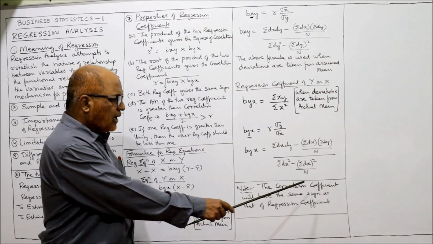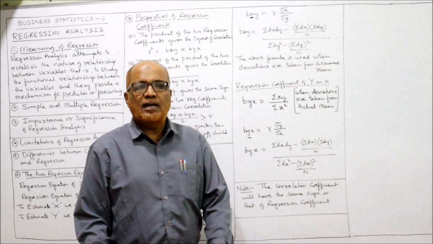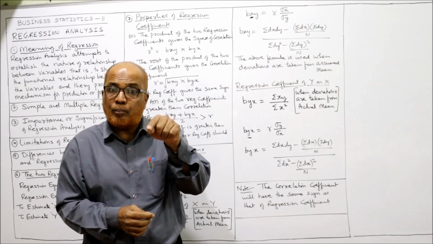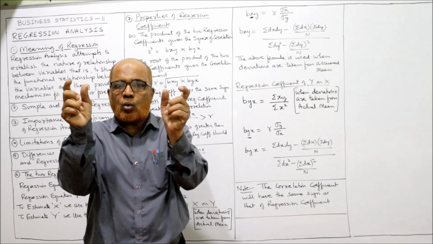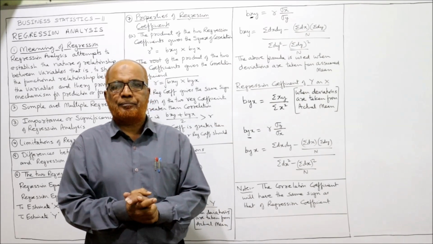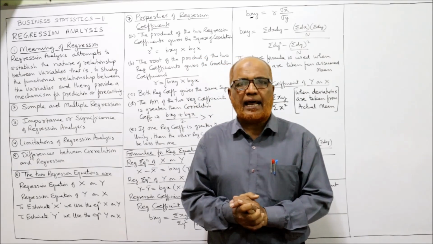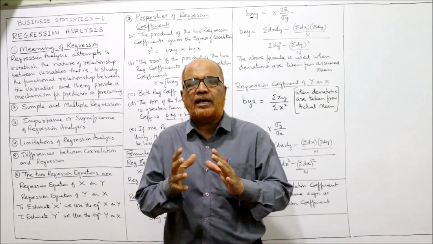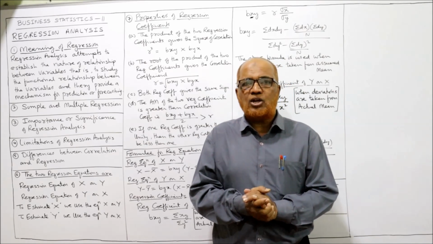Now note, the correlation coefficient will have the same sign as that of regression coefficient. That means if the regression coefficients bxy and byx are showing positive sign, the correlation coefficient will also be positive. If the regression coefficients are showing negative sign, then the correlation coefficient will also be negative. That's all. So this is the complete theory regarding regression analysis. After watching this video once, twice, definitely without any difficulty you will be able to write the theoretical part of regression analysis in the examination.